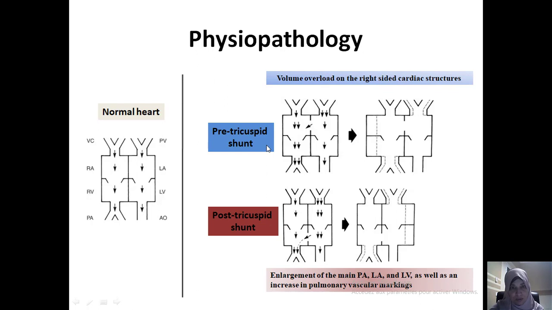An example of a pre-tricuspid shunt is the atrial septal defect, and this type of shunt leads to a volume overload on the right-sided cardiac structures, the right atrium and the right ventricle. However, a post-tricuspid shunt is responsible for an enlargement of the main pulmonary artery, but mainly of the left atrium and left ventricle, as well as an increase in pulmonary vascular markings. In fact, these physiopathological elements are crucial to understand in order to explain our attitude towards diagnosis and many therapeutic indications.